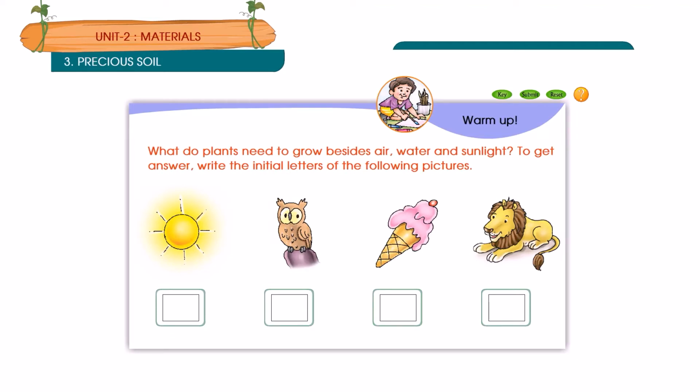What do plants need to grow beside air, water, and sunlight? To get the answer, write the initial letter of the following picture.